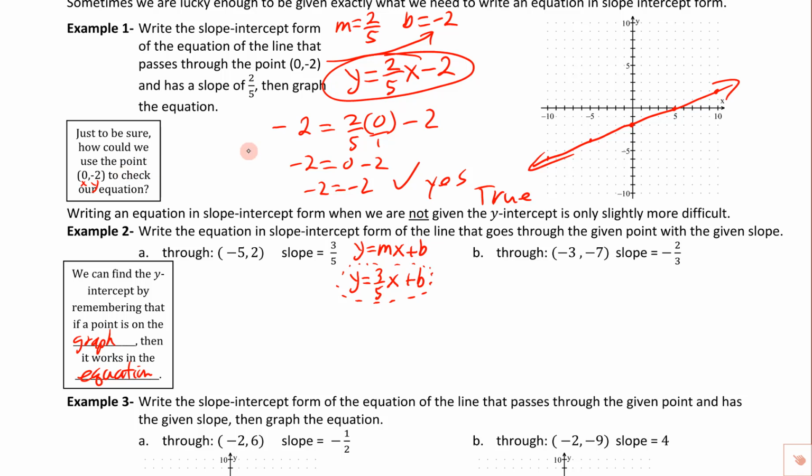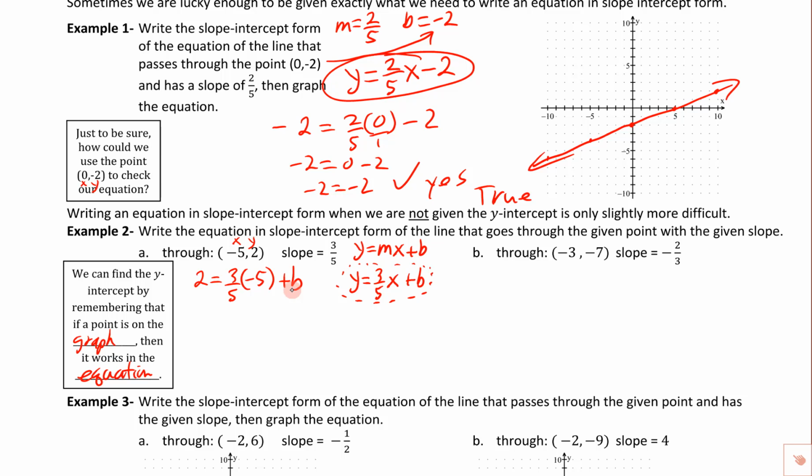Now we're actually finding part of this equation by plugging this in. So this is an x and this is a y. So here's what we're going to do. Wherever there's a y, we're going to put a 2. So this is going to be 2 equals 3/5. Wherever there's an x, we're going to put the -5. So we're literally putting these xy values into that equation there, and then plus b.